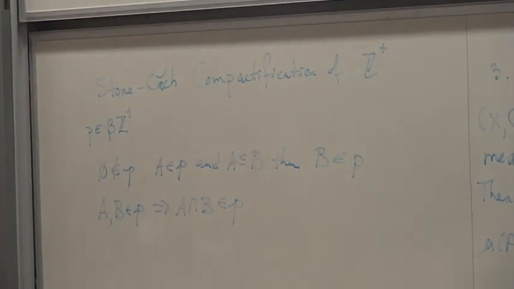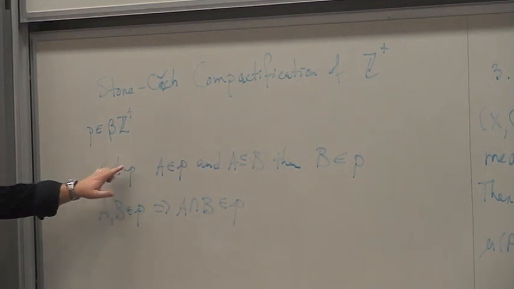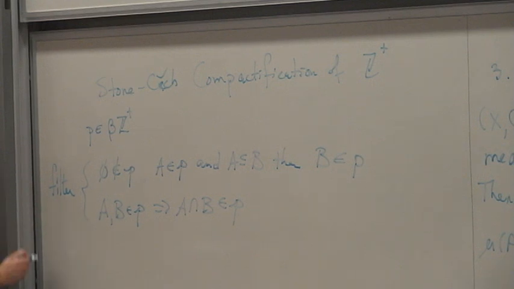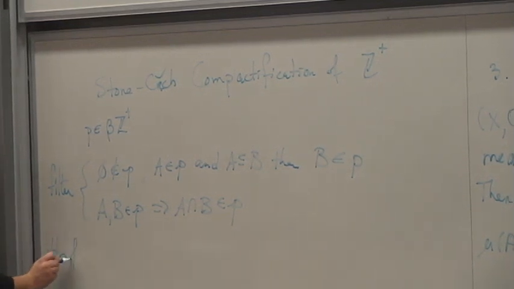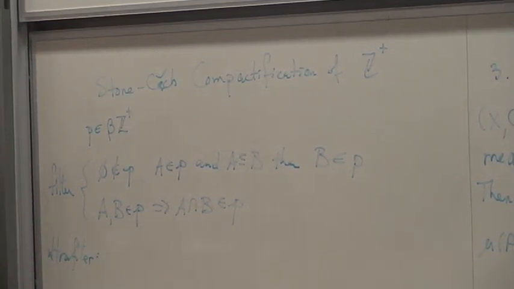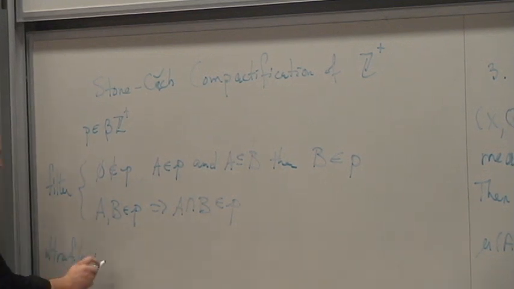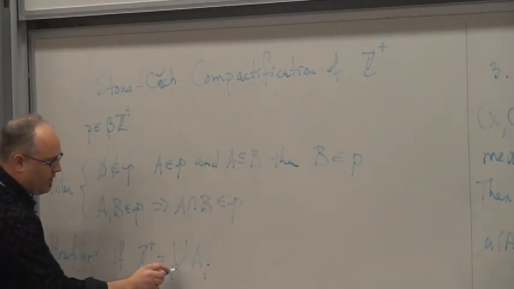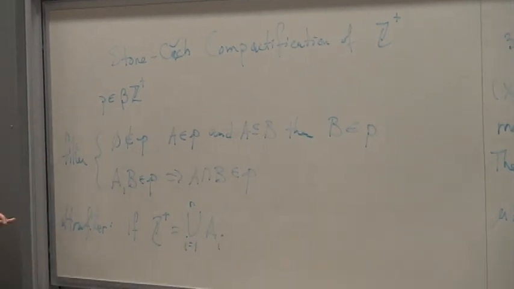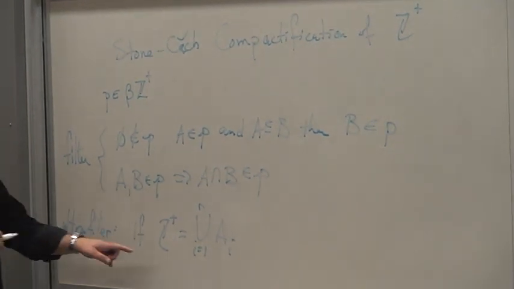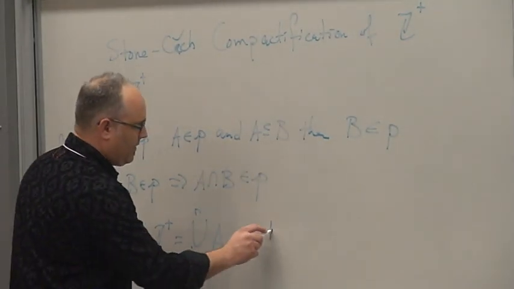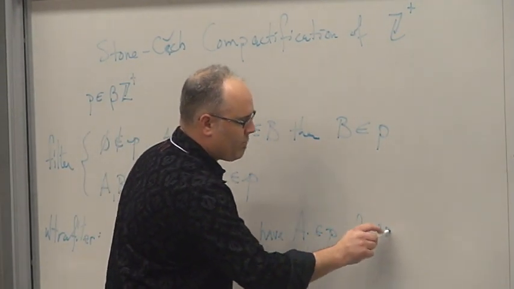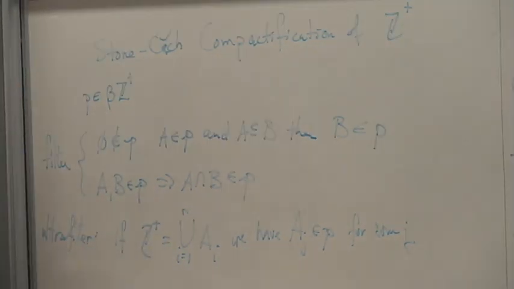So these are called filters. So this defines a filter. And then if in addition we have the property that if we partition, or we color with a finite number of colors, R colors, then A sub j is in P for some j, that's called an ultrafilter.